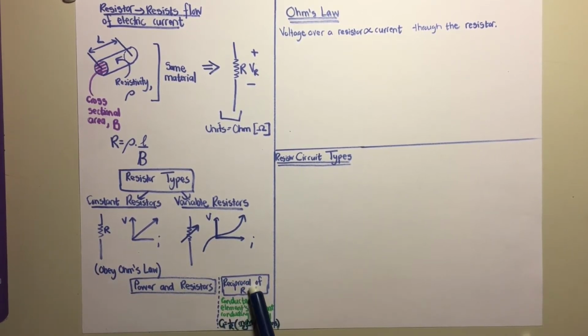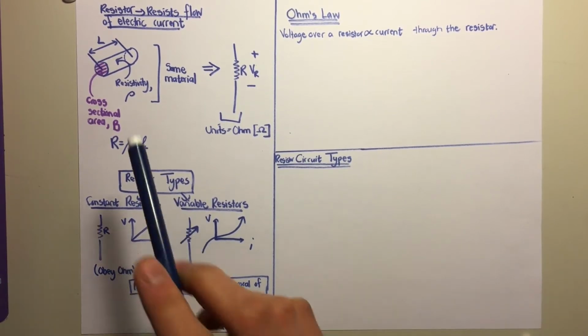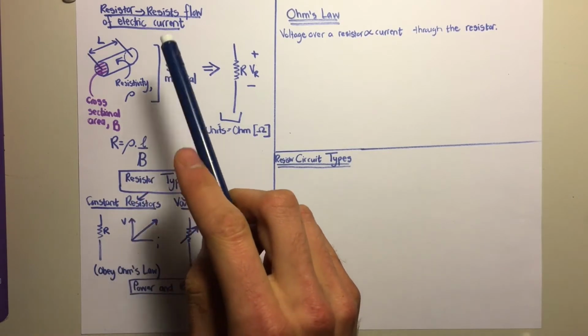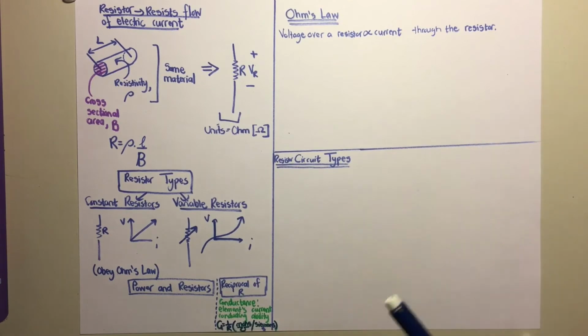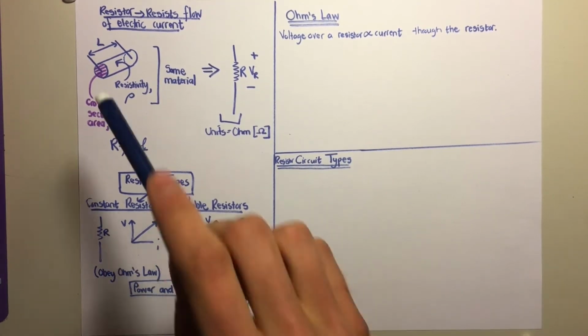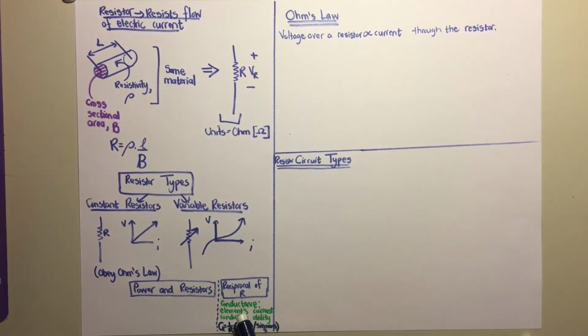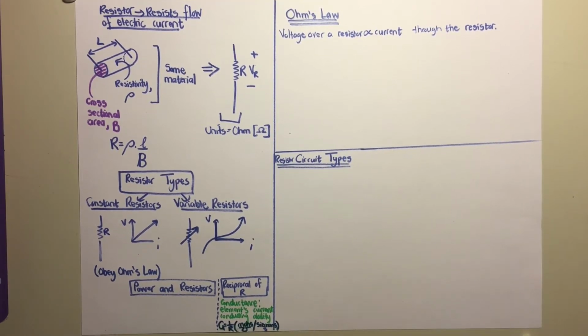Okay, next we look at the reciprocal of R. The reciprocal of R is conductance. A resistor resists the flow of electric current, so it's the resistance of electric current. Conductance is an element's current conducting ability. This is its resistance ability. Hence the fact that they're inverses or reciprocals of each other. G equals 1 over R, and the unit for that is mhos, or Siemens.